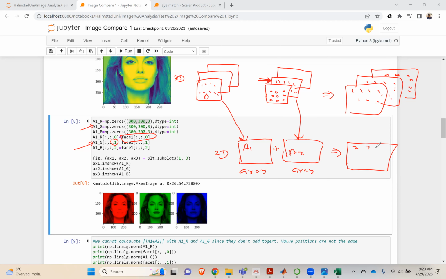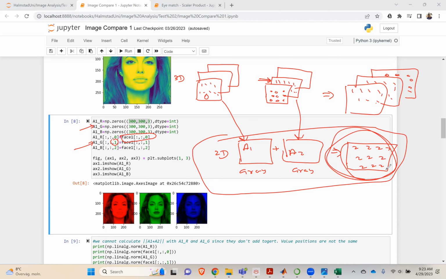And add them together, then you will get 2, 2, 2, 2. Otherwise, it's a calculation mistake. So now when you add them together, you can add it like this. Now you can calculate the norm. But if you do it like this, it's a wrong calculation. That's why we got 0.71 accuracy.